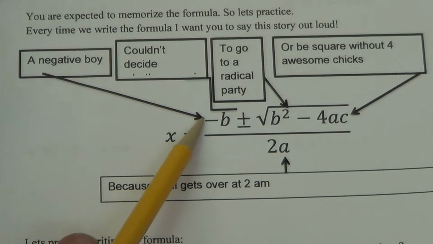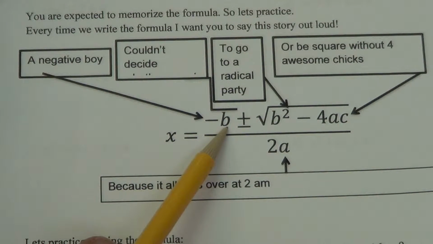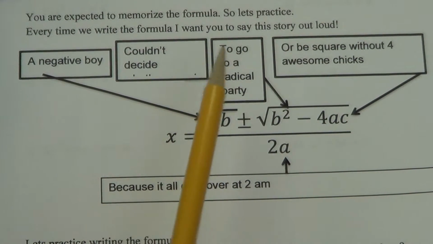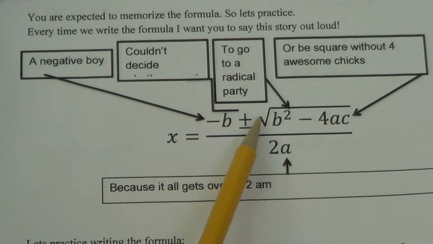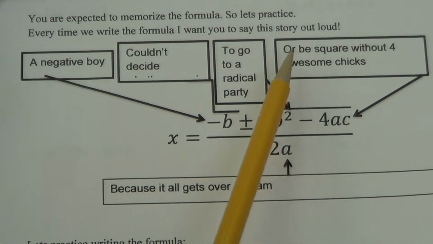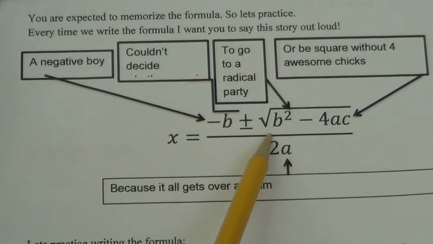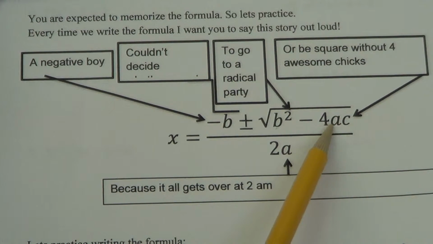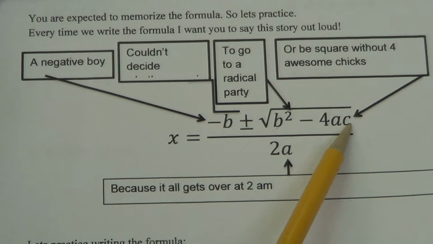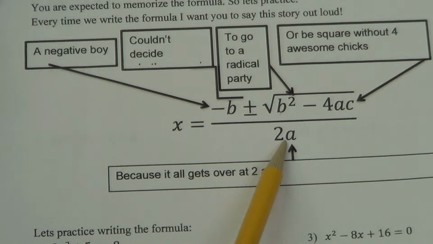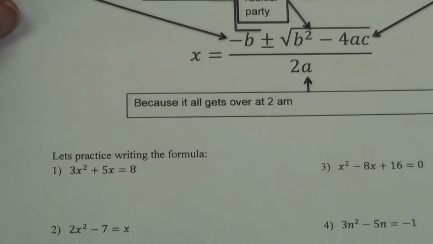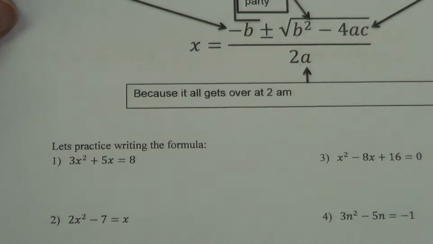There was a negative boy, negative b, that could not decide, plus or minus, whether or not to go to a radical party, radical, or b squared without 4 awesome chicks, because it all gets over at 2 a.m. Okay? So basically, these are problems that usually you have trouble finding an answer for.